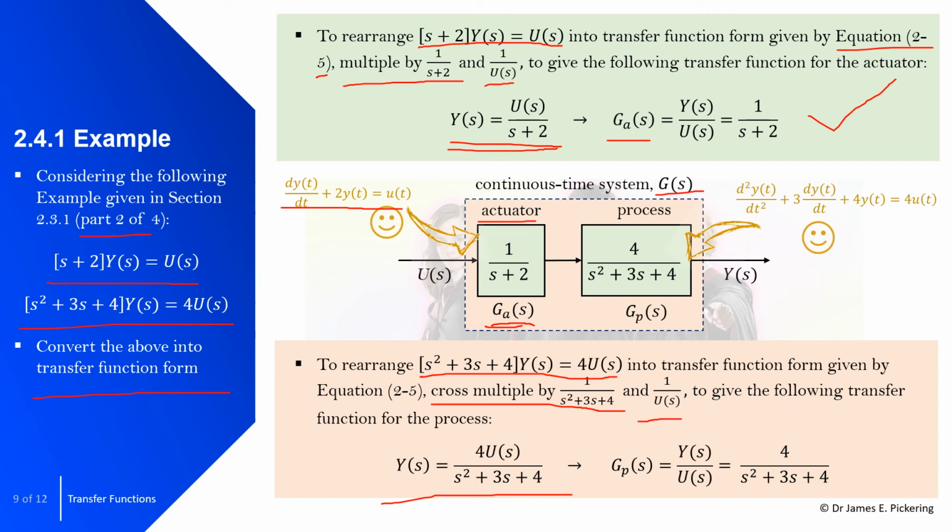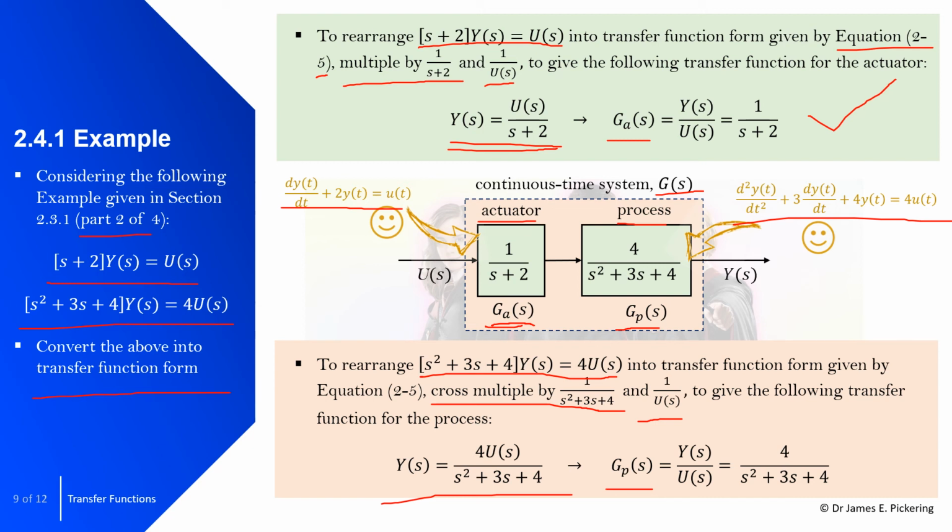Then again, if I multiply both sides by 1 over u of s, I'll end up with y of s over u of s is equal to 4 over s squared plus 3s plus 4. And again, the notation I'm using here is g subscript p, because this original ODE was used to mathematically model the process. At the moment, this is just a general actuator and process. I'm not applying this to any application, but the intention of these videos is just to show the process of going from the ODE to the transfer function.